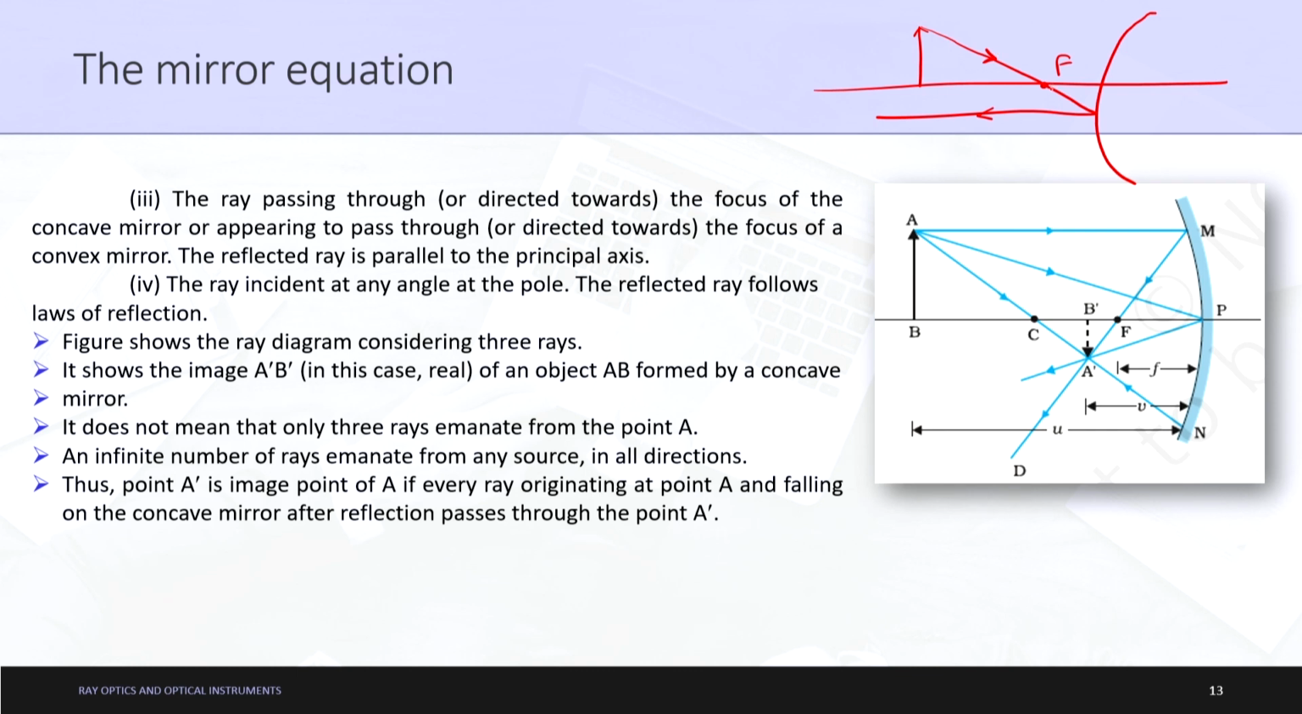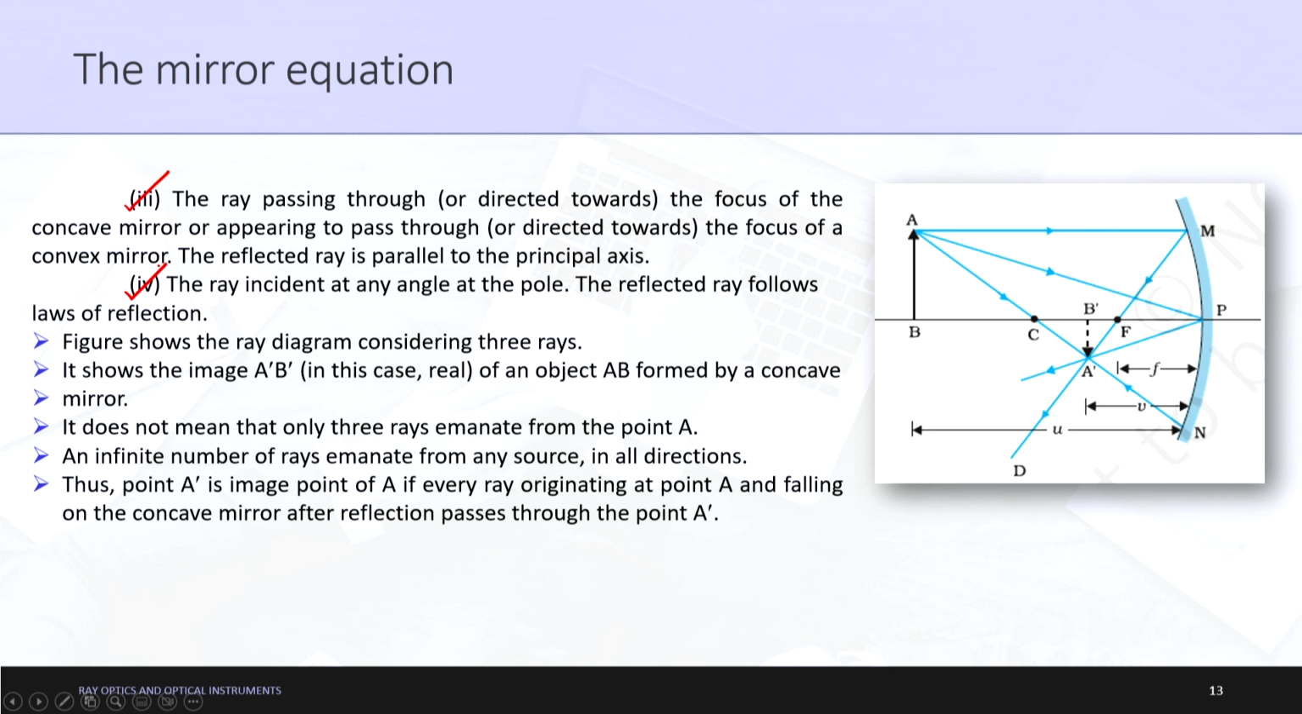So, as you can see this is directed towards the focus of the concave mirror or appearing to pass through or directed towards the focus of a convex mirror, the reflected ray is parallel to the principal axis. As you can see the reflected ray is nothing but parallel to the principal axis. Okay. Fourth is the ray incident at any angle at the pole, the reflected ray follows the laws of reflection. So, the third last point was that even you can take this has been drawn here. So, this is that point. As you can see this is incident at pole and then angle of reflection were being dealt apart. So, this is angle of incidence, this is the angle of reflection. Okay. So, this thing has been done, this thing has been done.